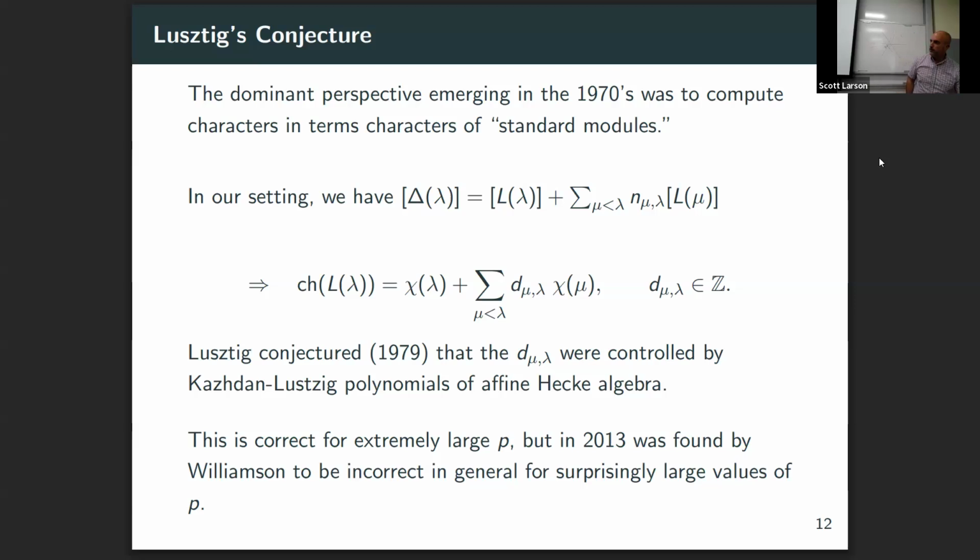So the expected bound was, for the general linear group GLN, the Coxeter number of the group is N. So the expectation became, well, if the characteristic of the field is at least N, then Lustig's conjecture should be true for GLN. And Geordie found this amazing set of counterexamples where the counterexamples kept getting larger and larger relative to the rank of the group. And so there was really no fixing it at that point.